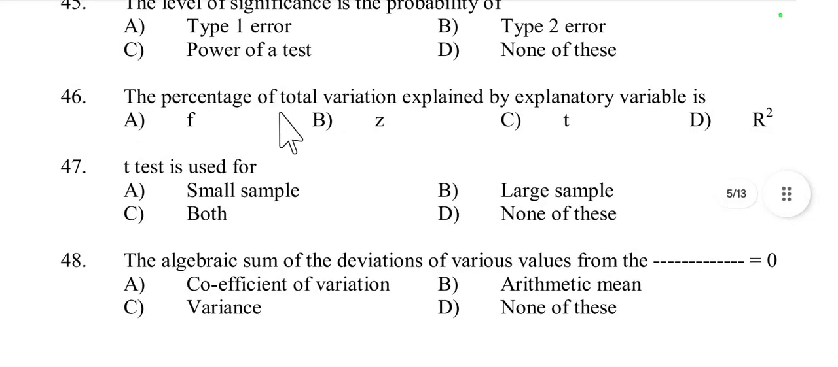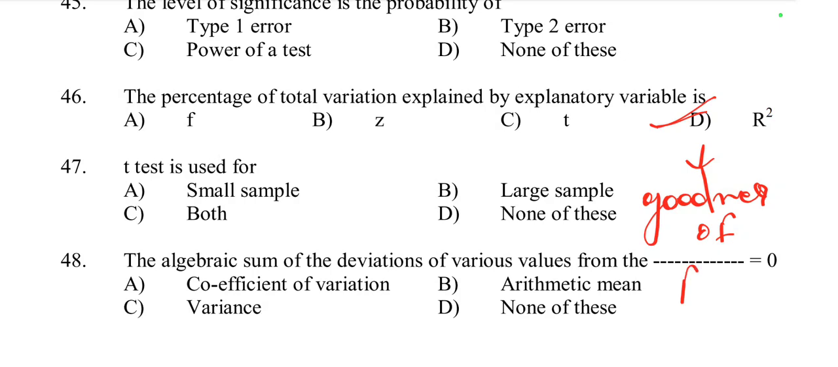Then question number 46. The percentage of total variation explained by the explanatory variable is F, Z, T, or R square. It is R square, because R square measures goodness of fit in regression. That means how much variation in Y is explained by X. So it is measured by R square. The percentage of total variation explained by the explanatory variable is R square, option D.